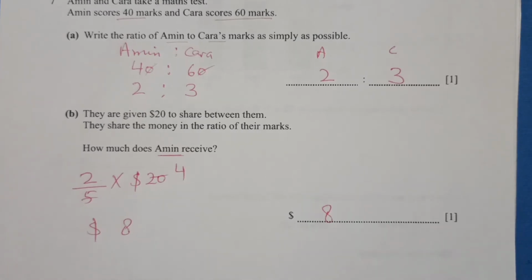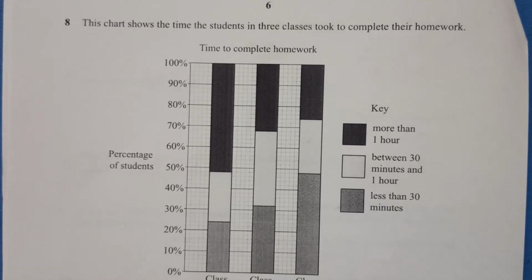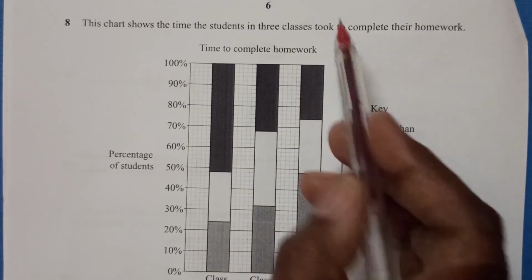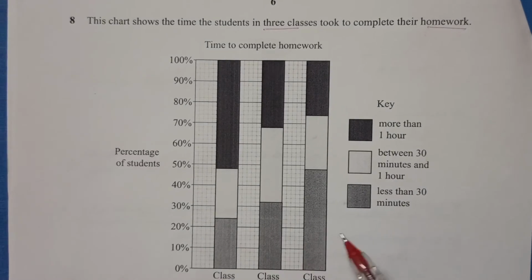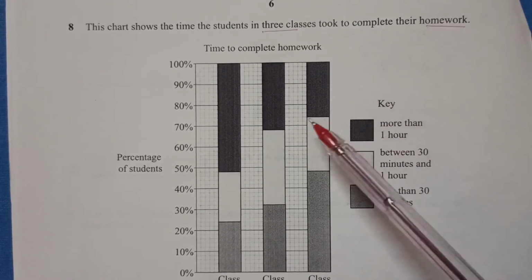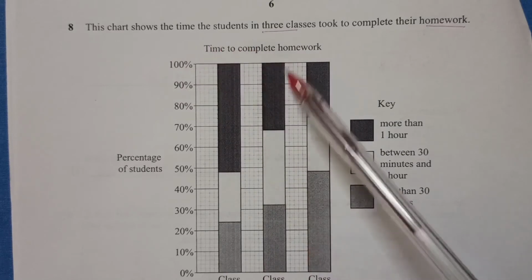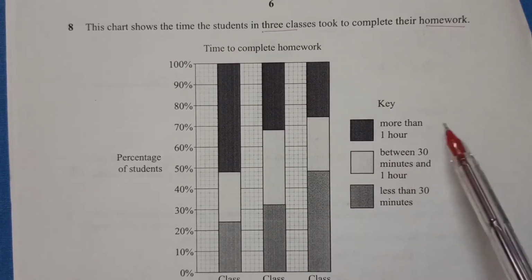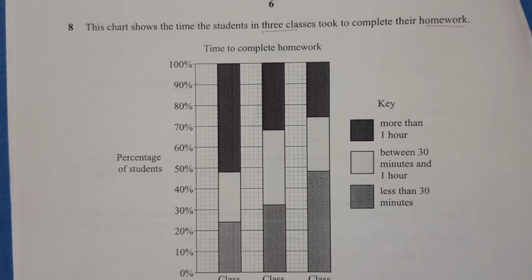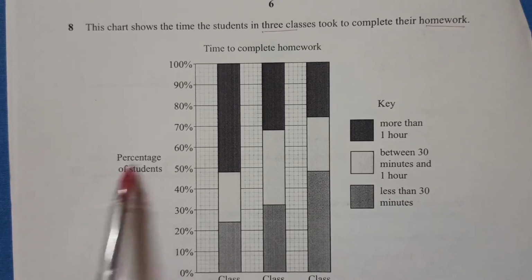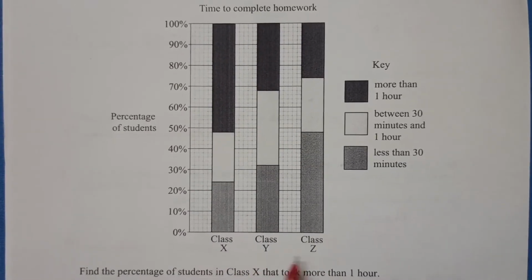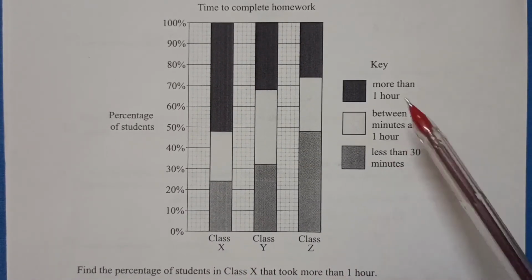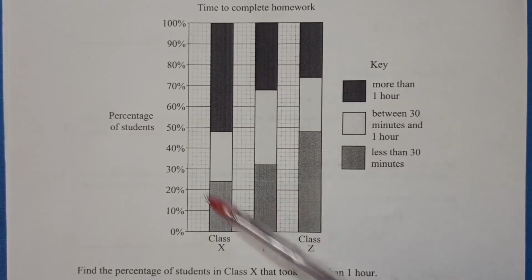So let's move to the next question. Question number 8. This chart shows the time the students in Year 3 took to complete their homework. So this graph shows the time taken by the students according to their homework. You can see percentage of students along this side, and then we have here class X, Y and Z. But you can see this graph is a bit complicated.